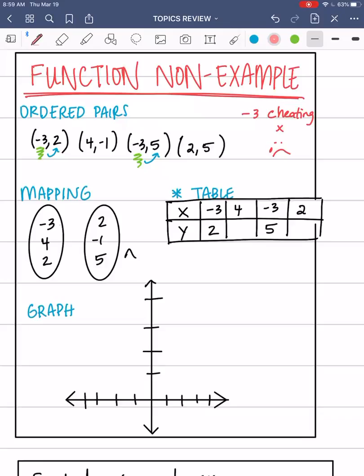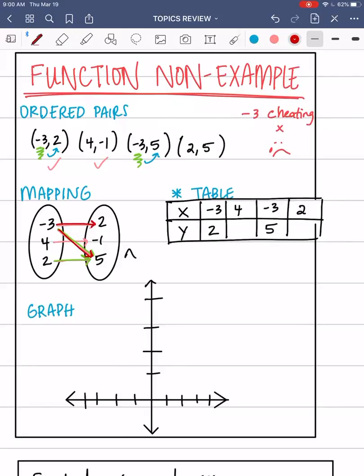So -3 is mapped to 2 first. We got that one. 4 is mapped to -1. Check. -3 is also mapped to 5. And 2 is also mapped to 5. So the problem is not that you can see -3 and 2 are both pointing to 5. That's okay, because you can have 2 buttons on a vending machine that both spit you out Dr. Pepper. That's okay.